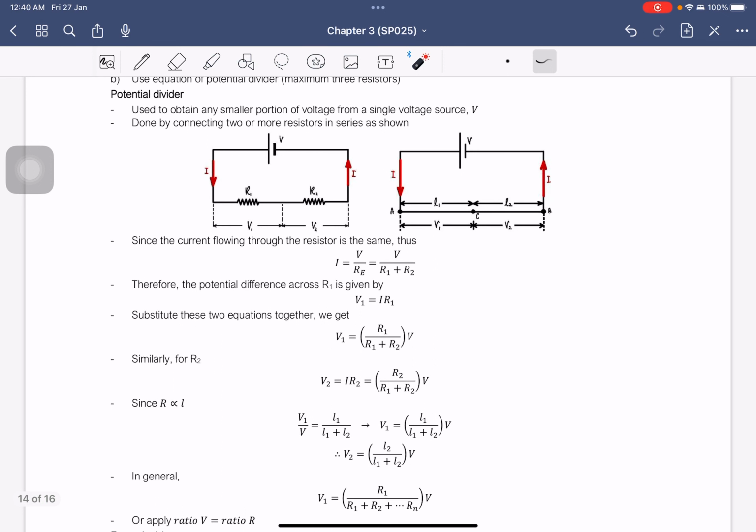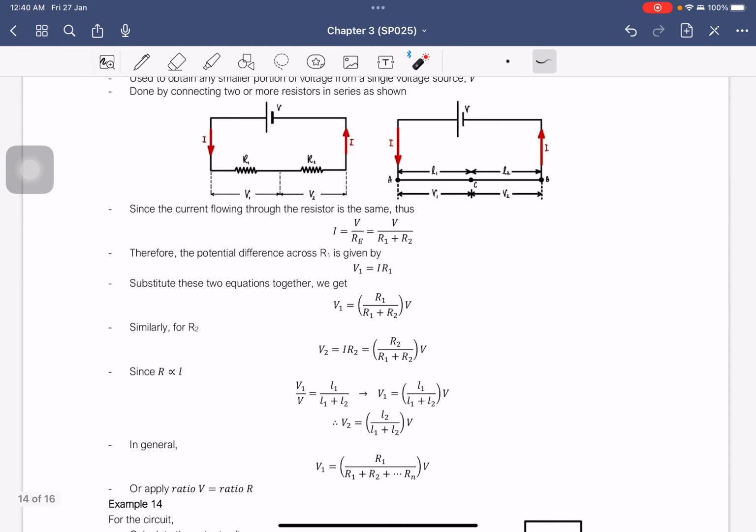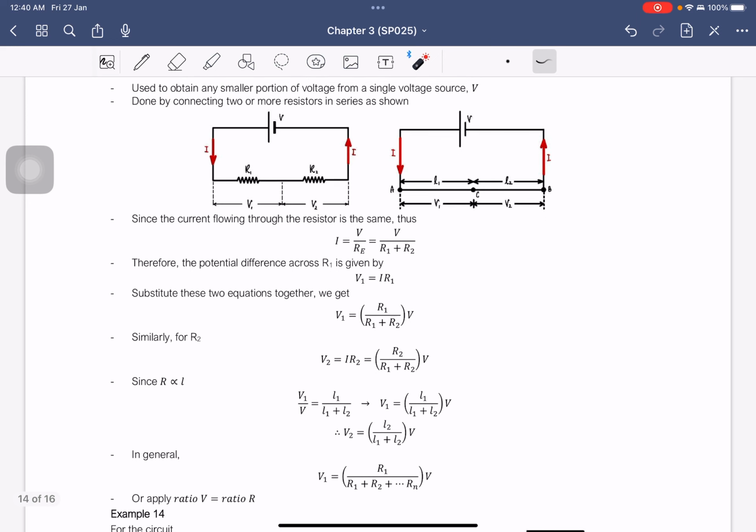Okay, so potential divider is used to obtain any smaller portion of voltage from a single voltage source. It is done by connecting 2 or more resistors in series, as shown here. Since the current flowing through the resistor is the same, the current will be equal to V over R, where the effective resistance is basically just R1 plus R2 because it is connected in series.